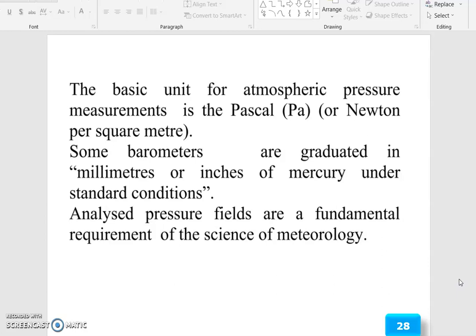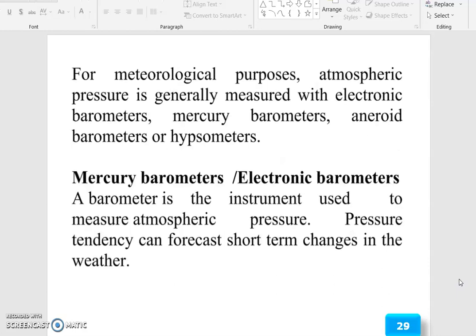Analyzed pressure fields are a fundamental requirement of the science of meteorology. For meteorological purposes, atmospheric pressure is generally measured with electronic barometers, mercury barometers, aneroid barometers, or hypsometers. A barometer is the instrument used to measure atmospheric pressure. Pressure tendency can forecast short-term changes in the weather conditions.